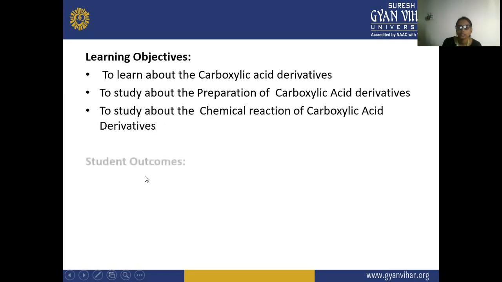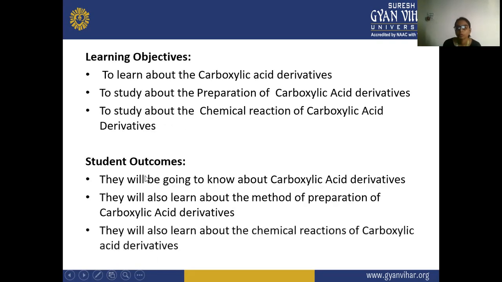In the learning objective, today we are going to learn about the carboxylic acid derivatives, the preparation of carboxylic acid derivatives, and the chemical reactions of carboxylic acid. The student outcome is that they will know what carboxylic acid derivatives are, the methods of preparation of carboxylic acid derivatives, and also the chemical reactions of carboxylic acid derivatives.